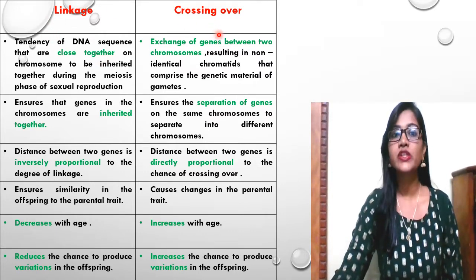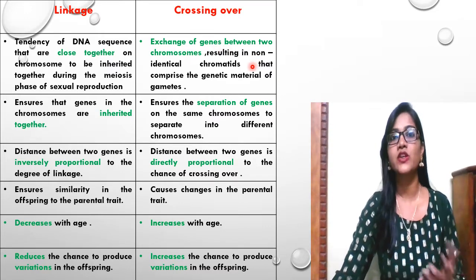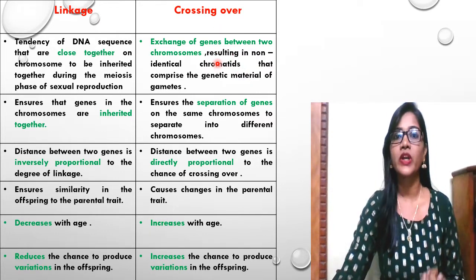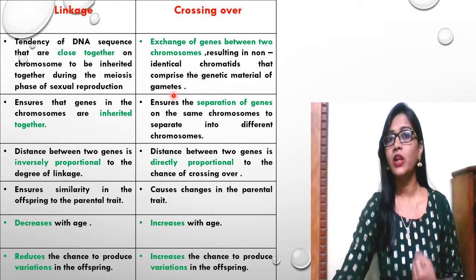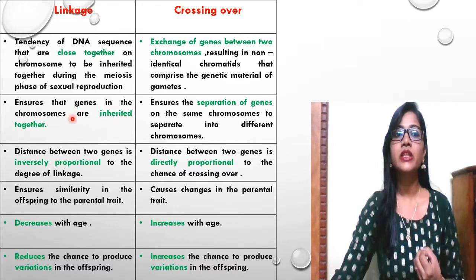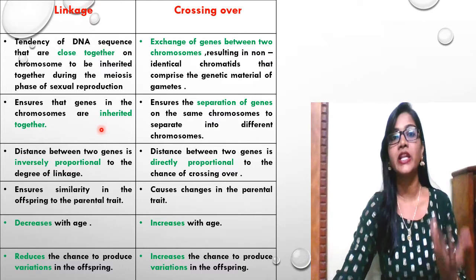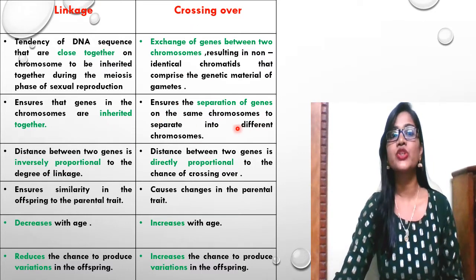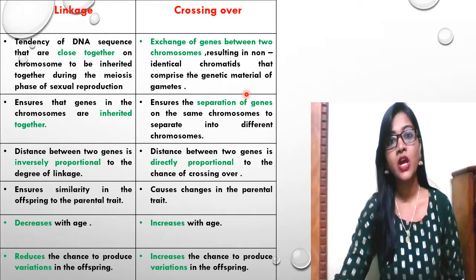While in case of crossing over, there is exchange of genes between two chromosomes, okay, non-sister chromatids, when they exchange their genetic material, that is known as crossing over, resulting in non-identical chromatids that comprise the genetic material of the gametes. Linkage ensures that genes on the chromosomes are inherited together. Always in linkage, the genes get inherited together. While in case of crossing over, it ensures the separation of genes on the same chromosome into different chromosomes. That is known as crossing over.